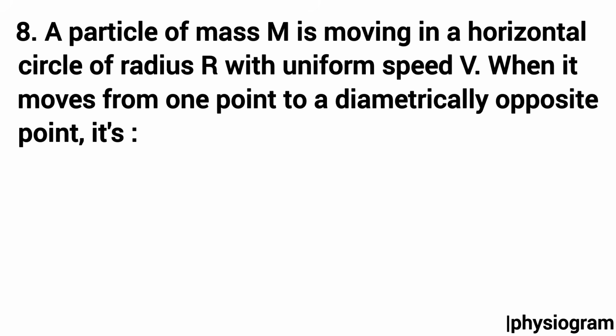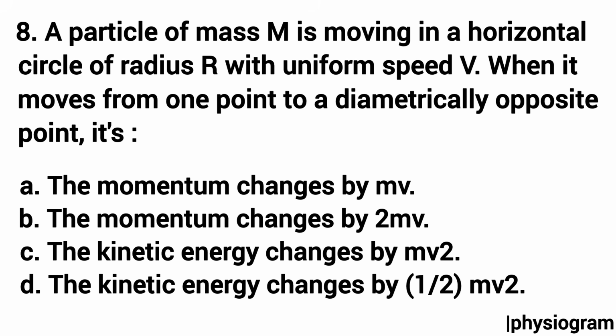Next, question number 8: a particle of mass capital M is moving in a horizontal circle of radius capital R with uniform speed capital V. When it moves from one point to a diametrically opposite point, option A, the momentum changes by mv, B, the momentum changes by 2mv, C, the kinetic energy changes by mv square, and D, the kinetic energy changes by half mv square. Now first understand the momentum change, that is p equals mv.